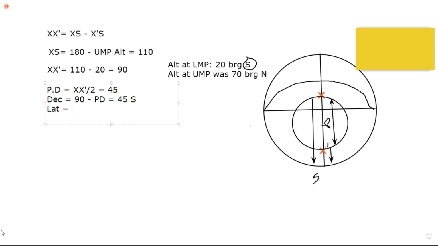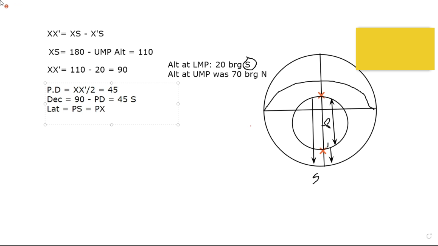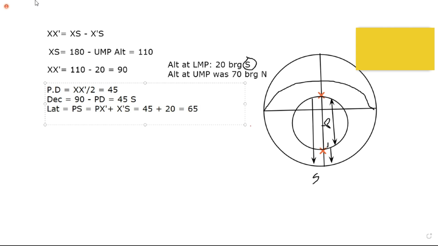Latitude PS is equal to P x dash S, I know what is P x dash, that's the polar distance, that is 45, plus 20 is equal to 65 degree south. That's all. Understand the logic, समझो, that's all.